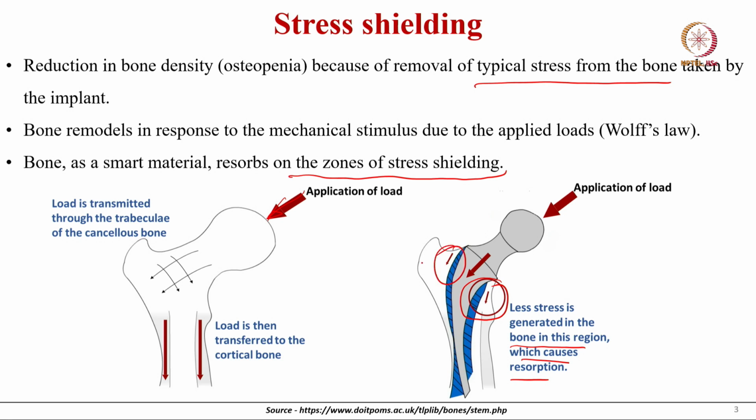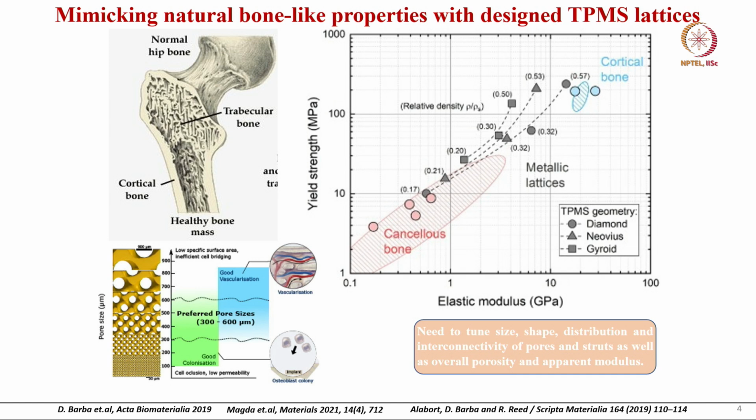And in case the load is transmitted through the trabeculae of the cancellous bone, then the load is essentially transferred to the cortical bone. Now, this is the normal hip bone structure you can see. In the normal hip bone structure, the internal structure is more trabecular bone. Trabecular bone is also known as spongy bone or porous bone structure. Cortical bone, as you see, is the dense structure. Okay. Cortical bone is a dense structure, so this particular bone has much better properties.